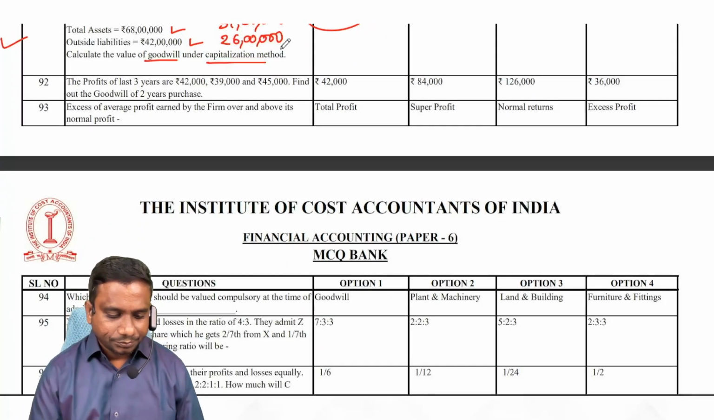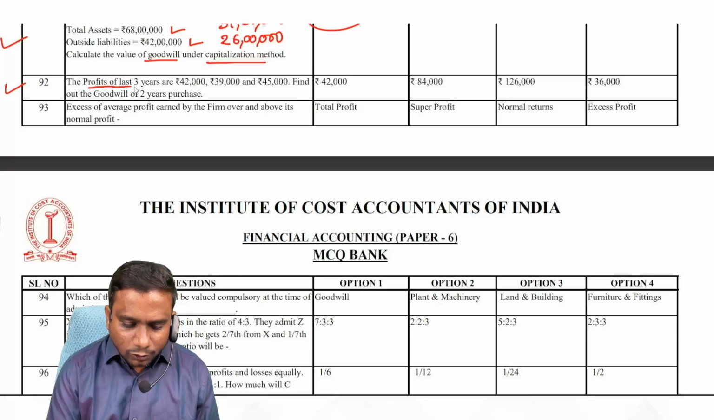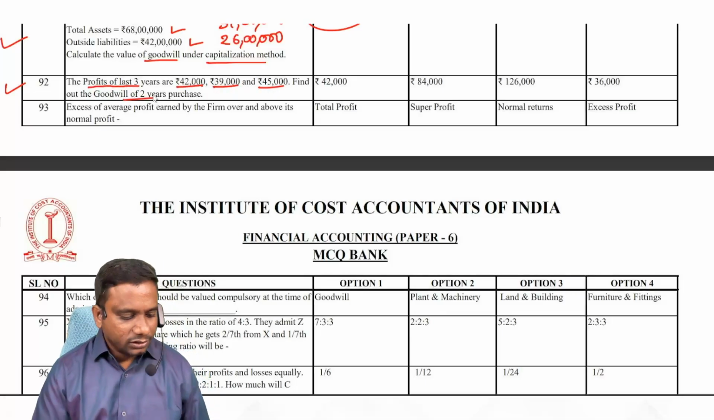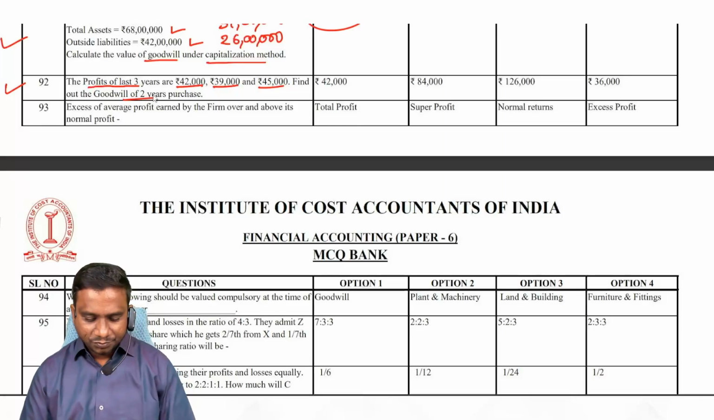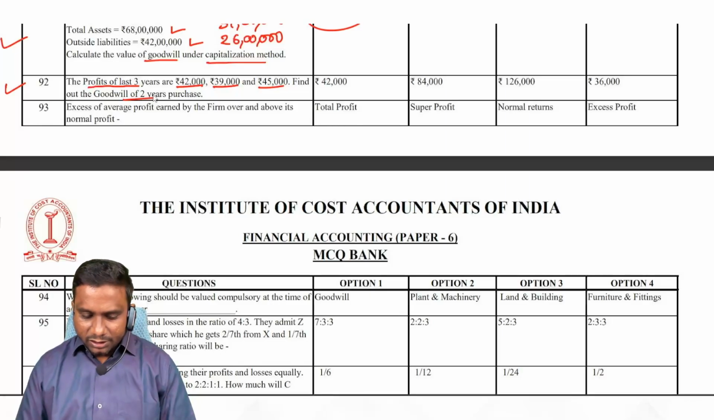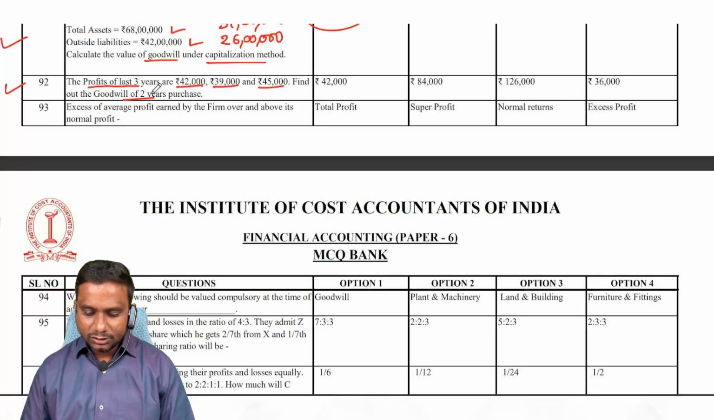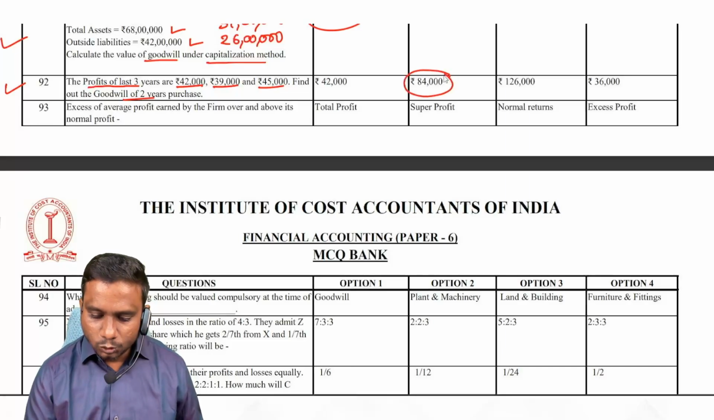Next one. 92. The profits of last 3 years are 42, 39, 45. Find the goodwill at 2 years purchase. Simple. So use simple average. 42,000 plus 39,000 plus 45,000 divided by 3. Average profit 42,000 into 2 years purchase, 84,000. Option 2 is correct.